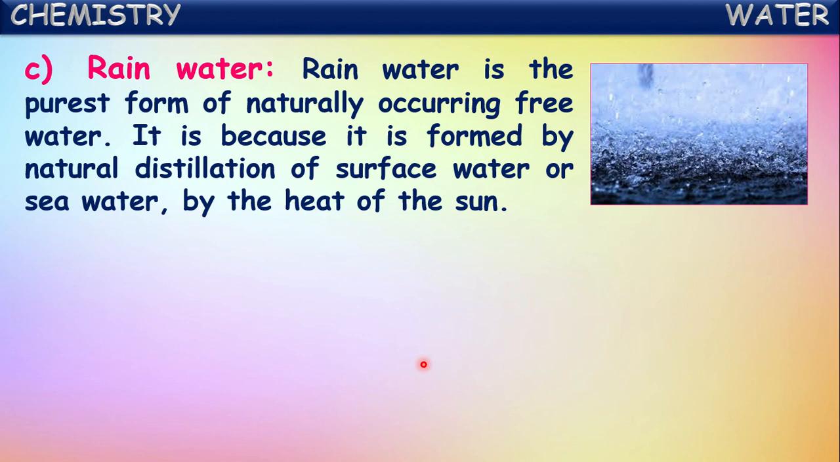Distillation includes two processes: evaporation and condensation. When we heat a liquid, it converts into gaseous vapor. If we cool those vapors, they convert back into liquid by the process called condensation. These two processes together are collectively called distillation. So rainwater is formed by the natural distillation of surface water.